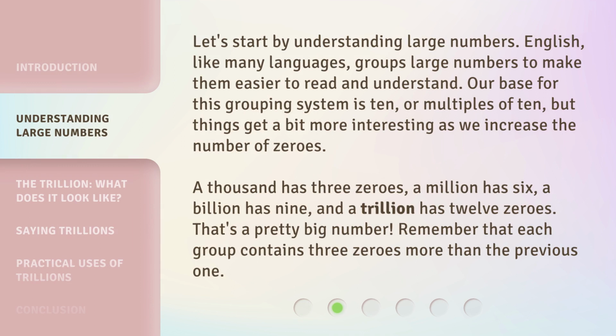English, like many languages, groups large numbers to make them easier to read and understand. Our base for this grouping system is 10, or multiples of 10, but things get a bit more interesting as we increase the number of zeros. 1,000 has 3 zeros, a million has 6, a billion has 9, and a trillion has 12 zeros. That's a pretty big number. Remember that each group contains 3 zeros more than the previous one.